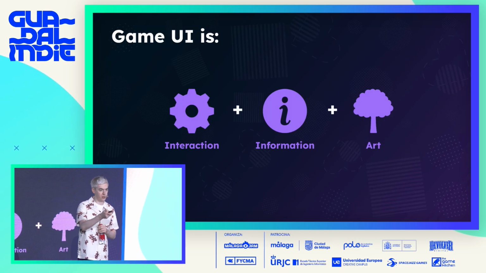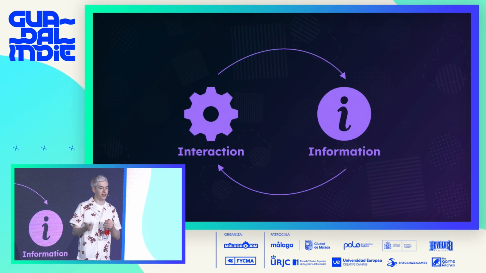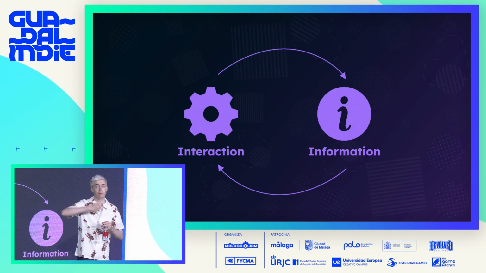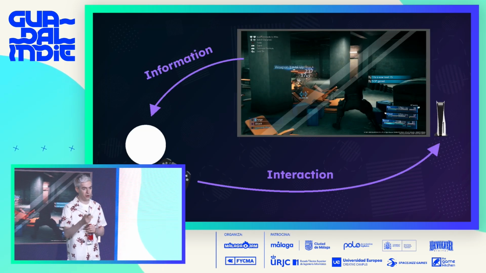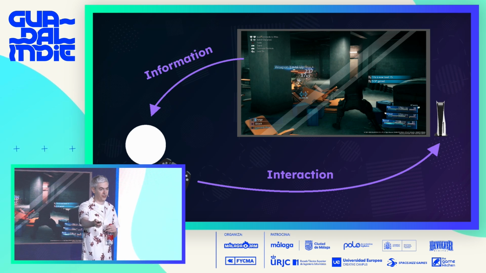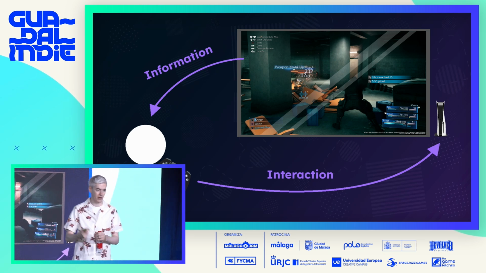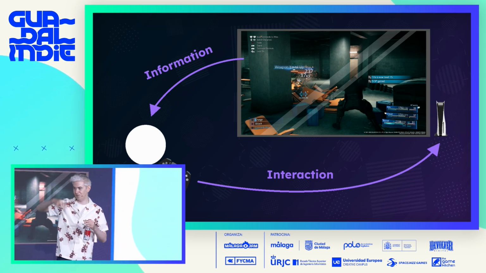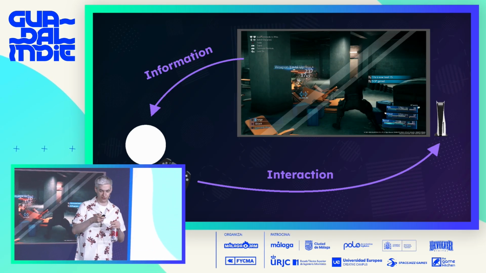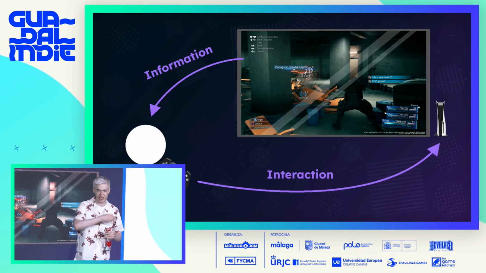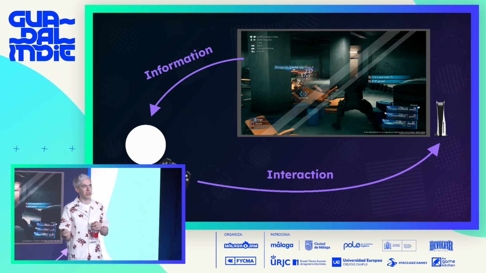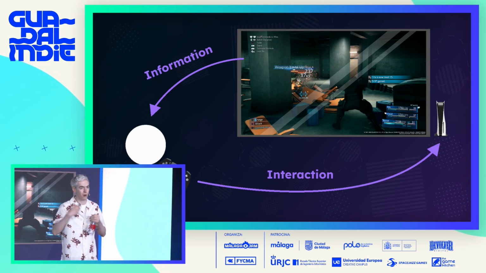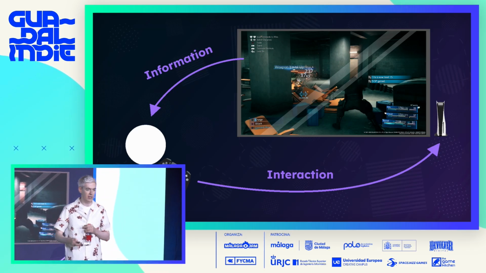And as I mentioned a second ago, the first two create this cycle, interaction and information. You interact with the game, and it gives you information in response. So here, for example, in Final Fantasy VII, you control the game, and then you get the damage counters and all that kind of thing. That's this continuous two-way conversation between the game and the player. And that's what UI UX really is. It's about this conversation between the game and the player.